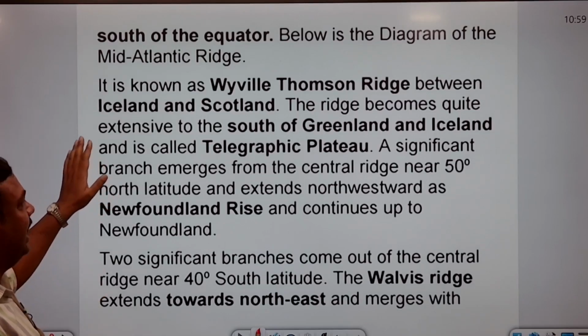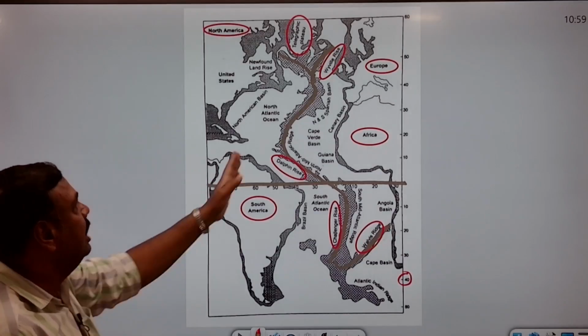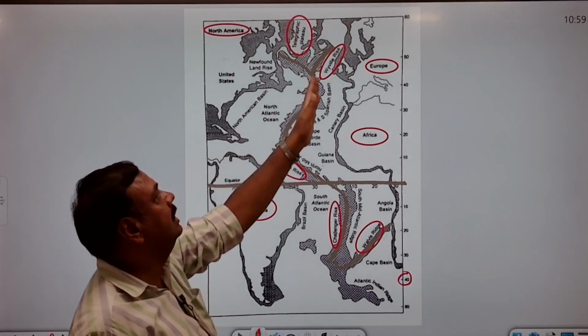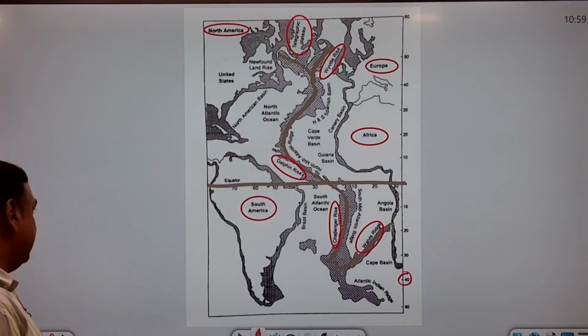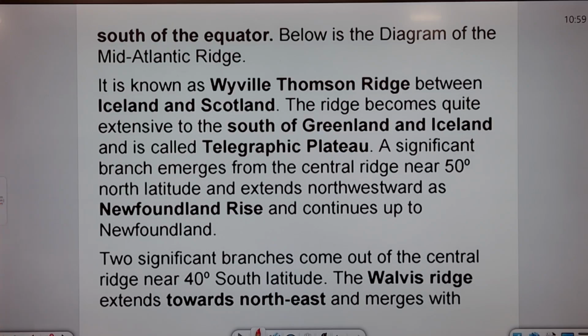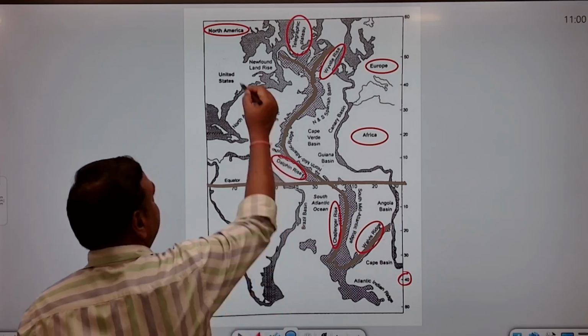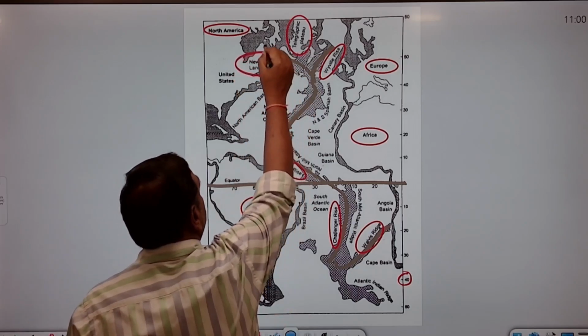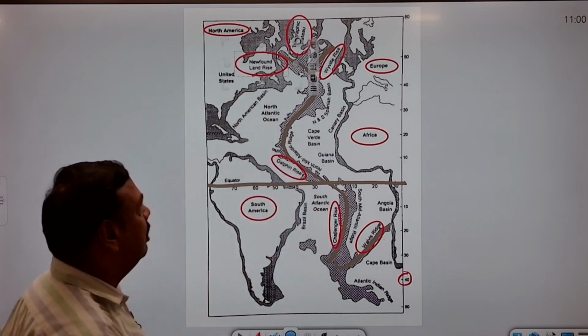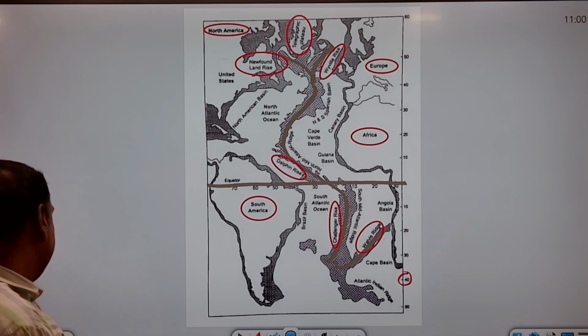And the ridge becomes quite extensive to the south of Greenland and Iceland and is called the Telegraph Plateau. I told you about the Telegraph Plateau. It is here, right? Then a significant branch emerges from the central ridge near 50° north latitude and extends northwestward as Newfoundland Rise and continues up to Newfoundland. So you can see here the Newfoundland Rise. It is also a part of the Dolphin Rise.